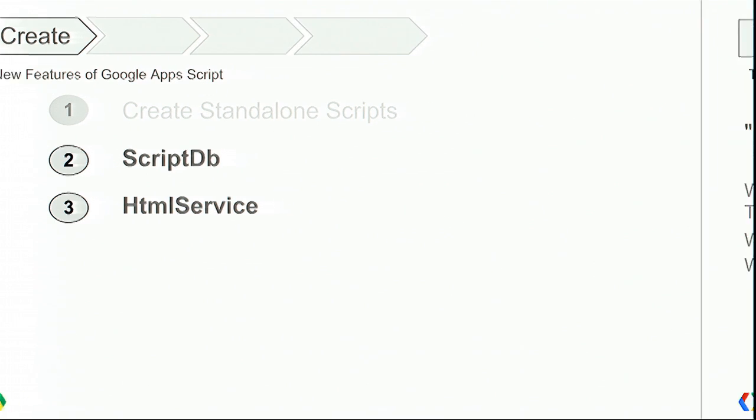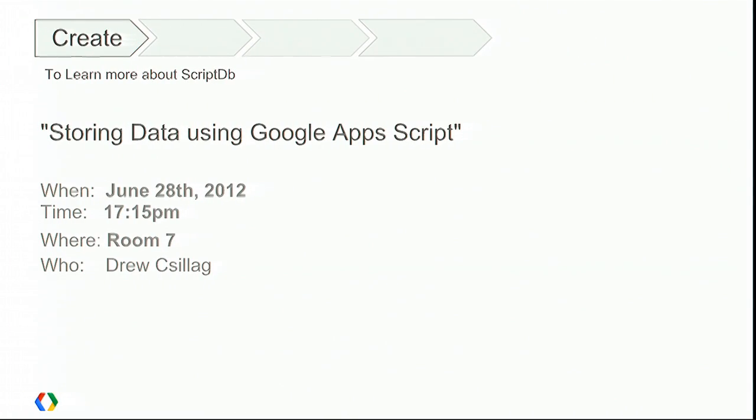And this session is not really about ScriptDb or HTML service, but we have 2 awesome sessions tomorrow. One covering ScriptDb, and this is at 5:15, room number 7, Drew's session, so you should definitely attend that. You will learn lots of new stuff. It's fully packed with functionality. Every script gets a data store. It's a JSON data store. You can store your JavaScript objects, search across them, do a whole host of things, and we thought you needed a whole session to understand its full capabilities. So do remember, 5:15 p.m., room number 7.